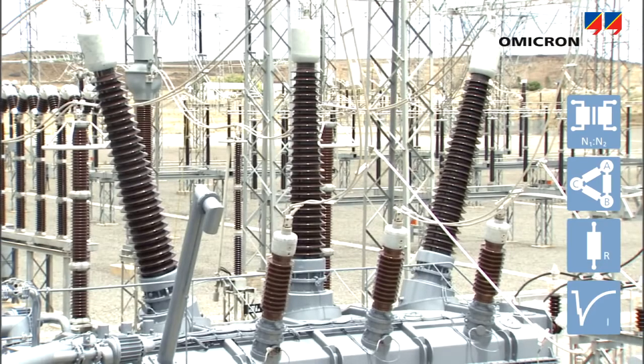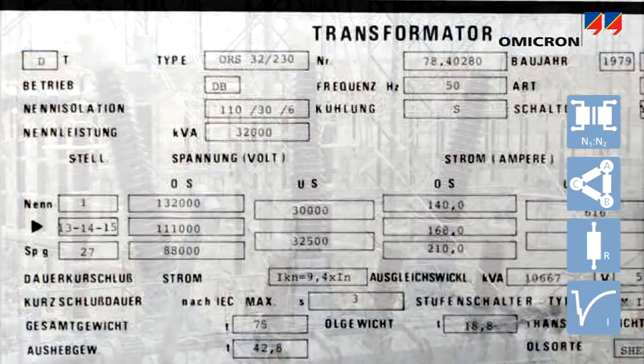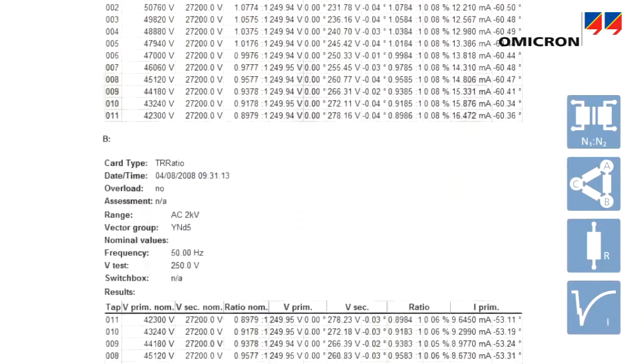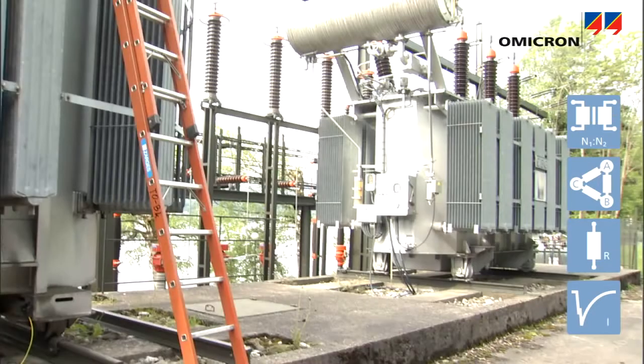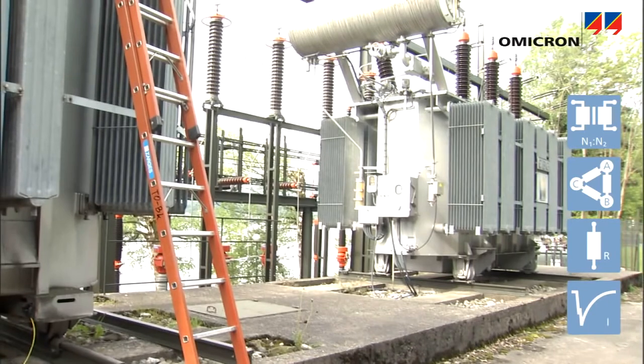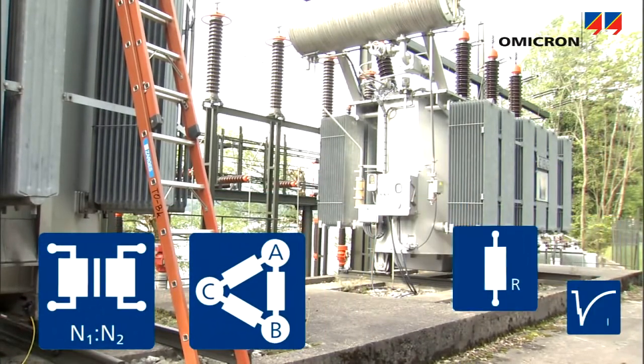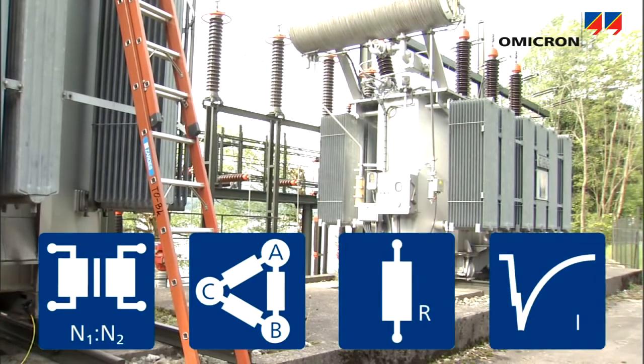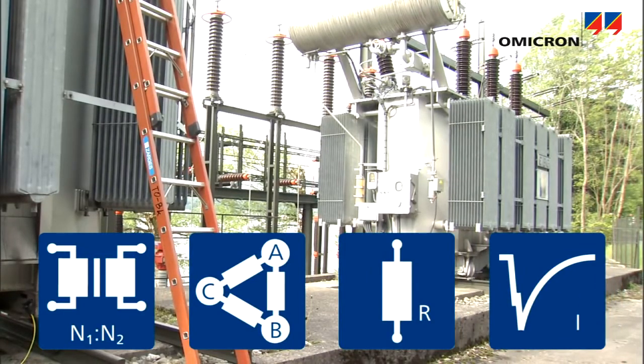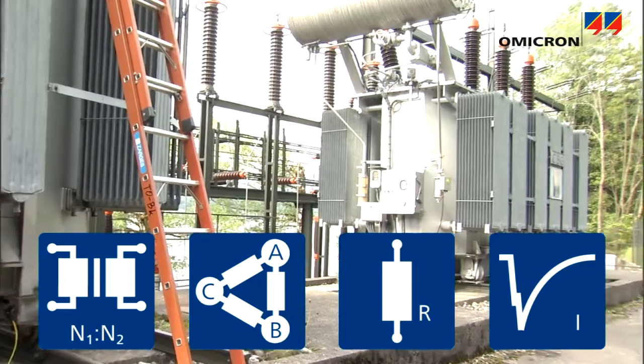Results are presented numerically and graphically in the report and can conveniently be compared to factory results, previous measurements, or transformers of the same type. Measuring ratio, magnetization current, and static and dynamic winding resistance is faster, safer, and easier with the CP-SB1 switchbox.